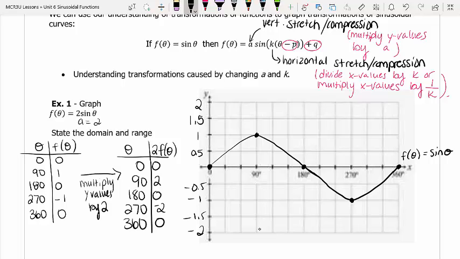Let's go ahead and plot this graph now. There is our graph of f of theta. You can see that the original graph, the base graph that I've drawn in black, has been vertically stretched by a factor of 2, and that resulted in that pink graph.